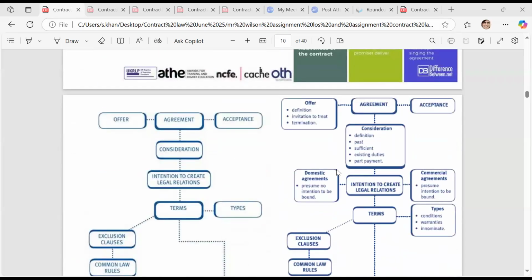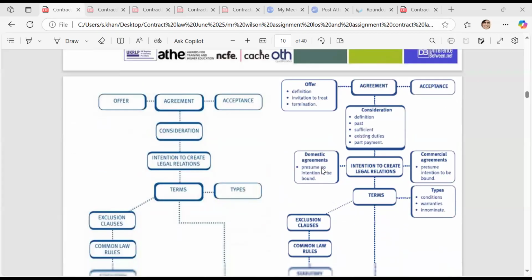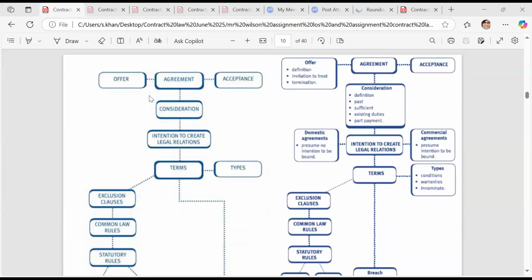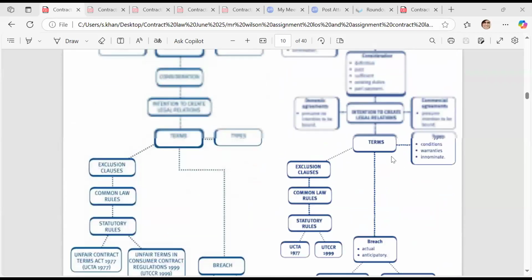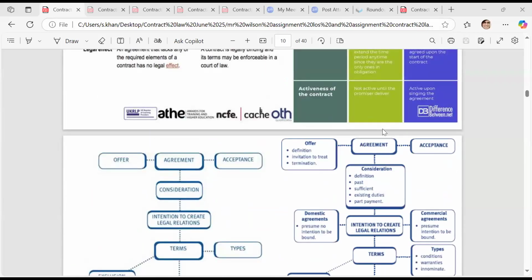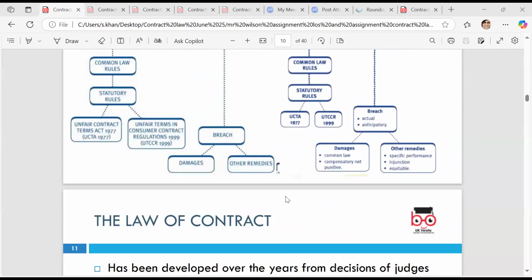So here is a table which looks at the elements of a contract: offer, agreement, acceptance, consideration, intention to create legal relations, and terms of a contract. The other one looks at the same agreement, acceptance, the definition of an offer, whether it's an invitation to treat or an offer, which we will be looking at later on, commercial agreements, and types of different terms as well. So we look at conditions, warranties, and innominate terms. This diagram identifies the elements of that.